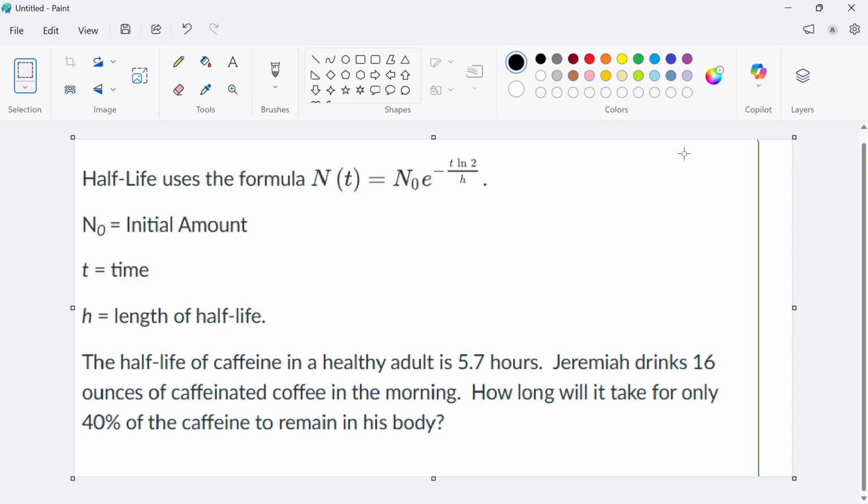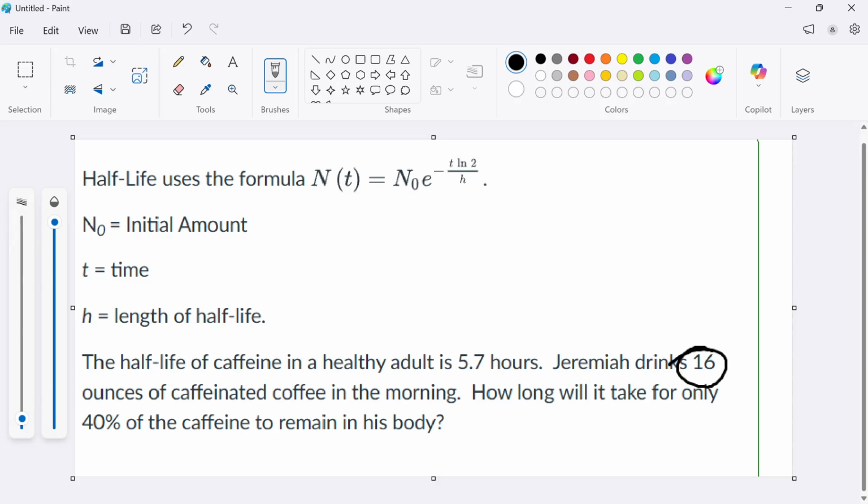N of 0 is the initial amount. T is time. H is the half-life. The half-life of caffeine in a healthy adult is 5.7 hours. Jeremiah drinks 16 ounces of caffeinated coffee. How long will it take for only 40% of the caffeine to remain? Well, it doesn't say how much caffeine is in 16 ounces of caffeinated coffee, but it doesn't matter because the new amount divided by the initial amount is going to be the amount remaining, and it says 40%.